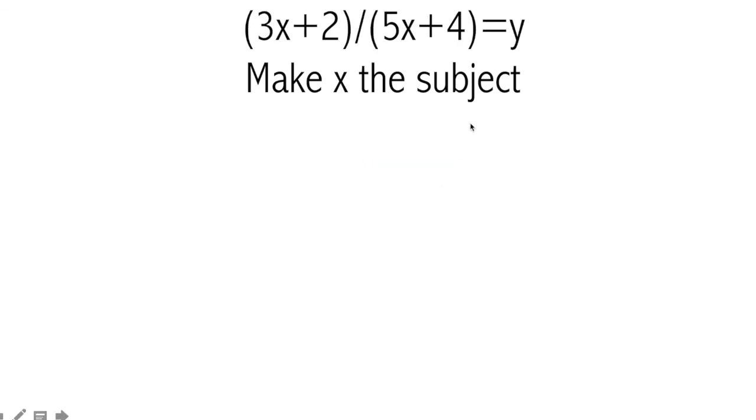A very common form of asking the question is for reciprocal functions. They generally have a form such as this. They might ask you to find it in terms of x. So make x the subject.